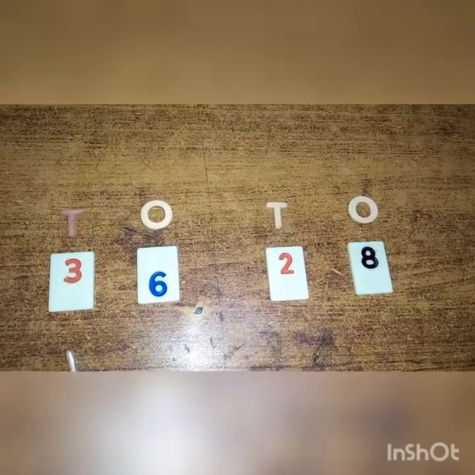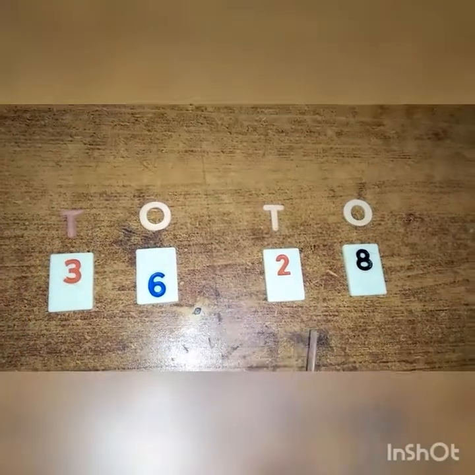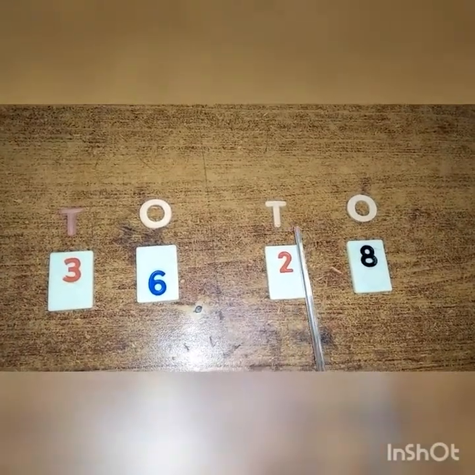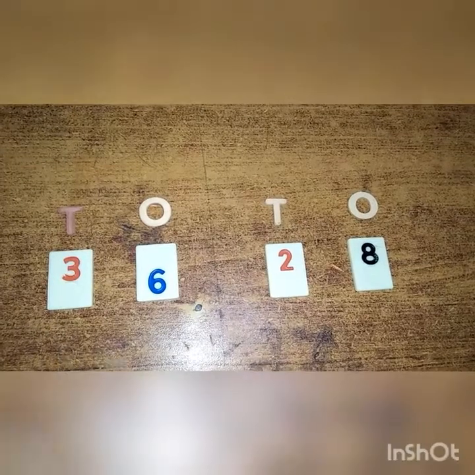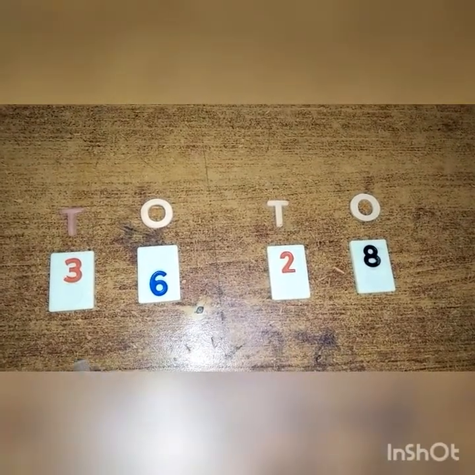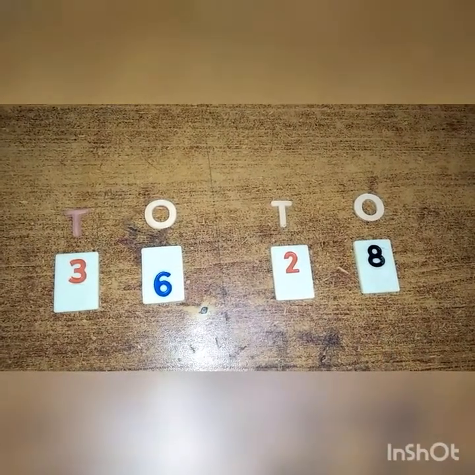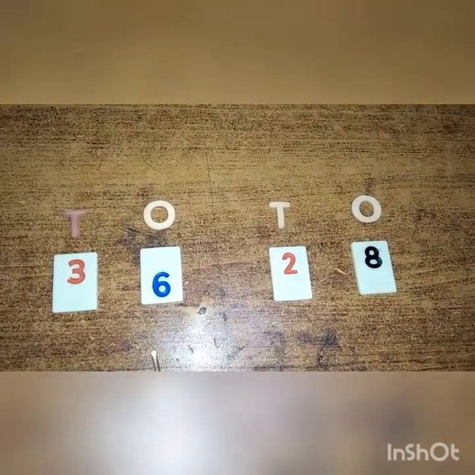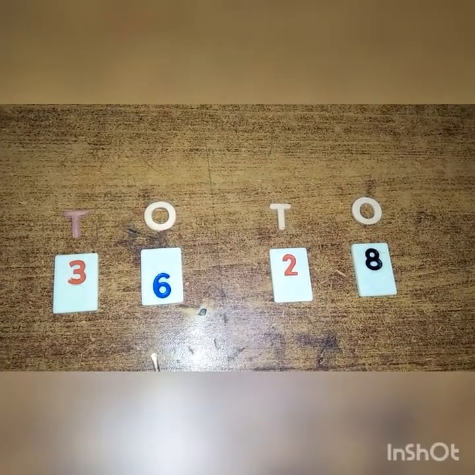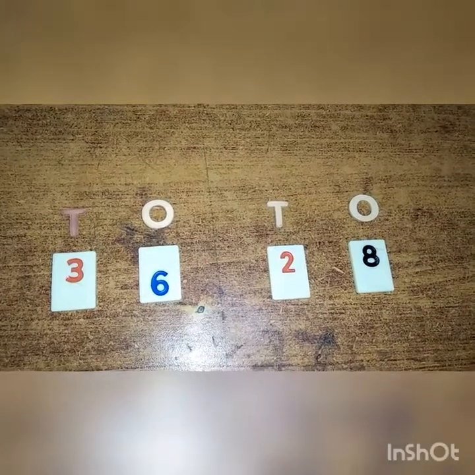First we will see that 3 is placed on the tens place and 2 is placed on the tens place also, and we will compare 3 with 2. We know that 3 is greater than 2. It means that 36 is greater than 28, and the class which has 36 students is the greater class or has a greater number of students. Hope you understand, students.